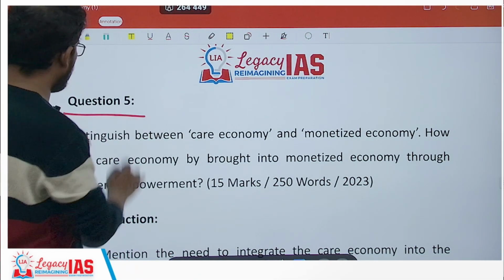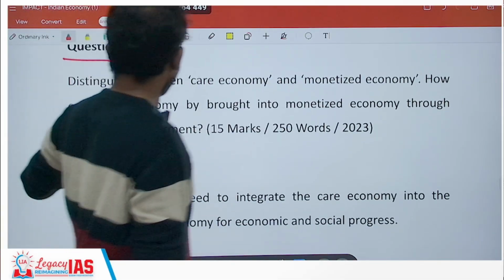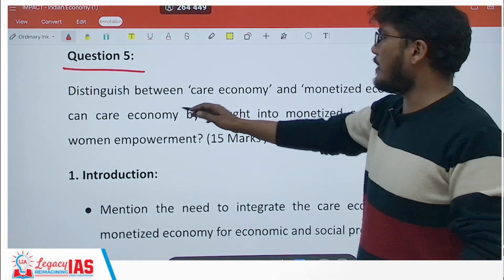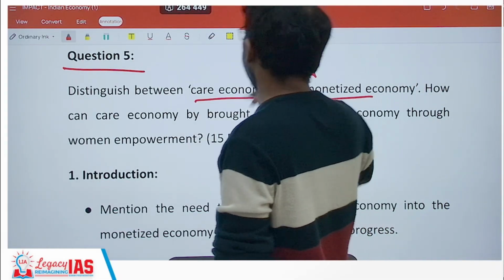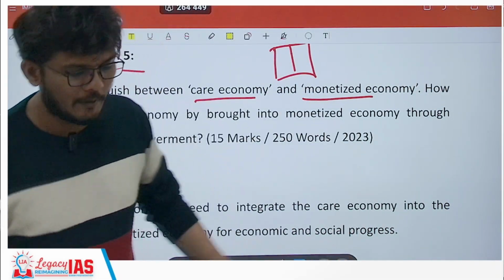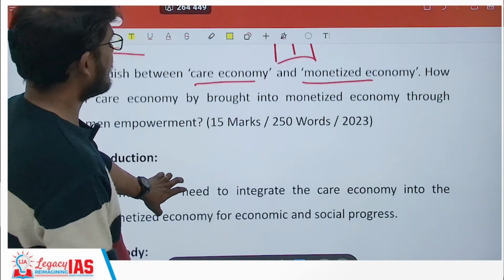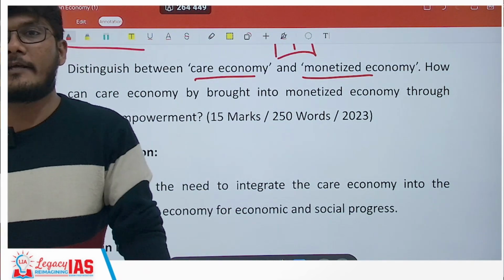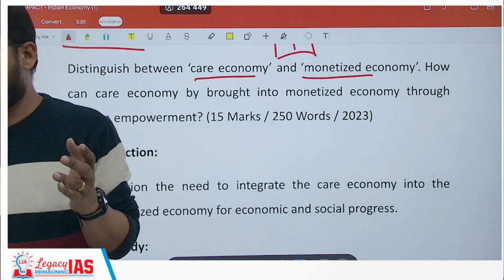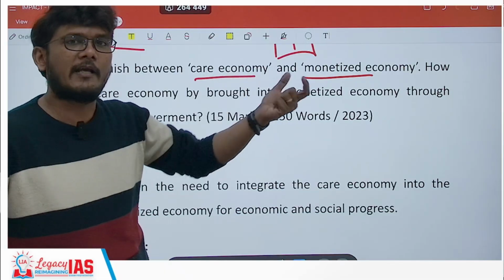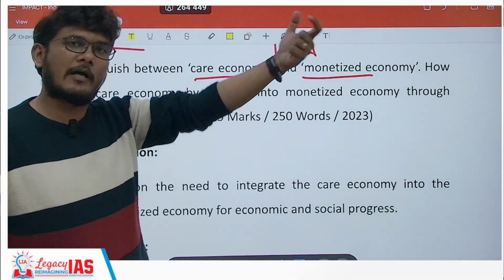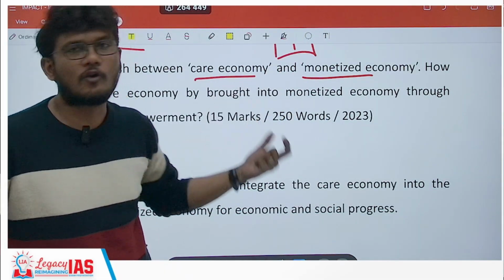Coming on to question 5. The question asks about distinguishing between care economy and monetized economy. Again, it will be good if you can draw the table over here. I hope that's clear. So draw the table between these. If it is not possible, if you are thinking you don't know the exact analytical differences, then you can write first the care economy, everything about it, and then the monetized economy, everything about it.